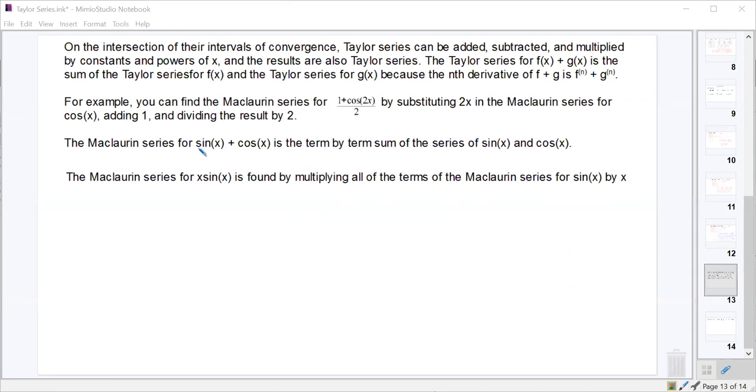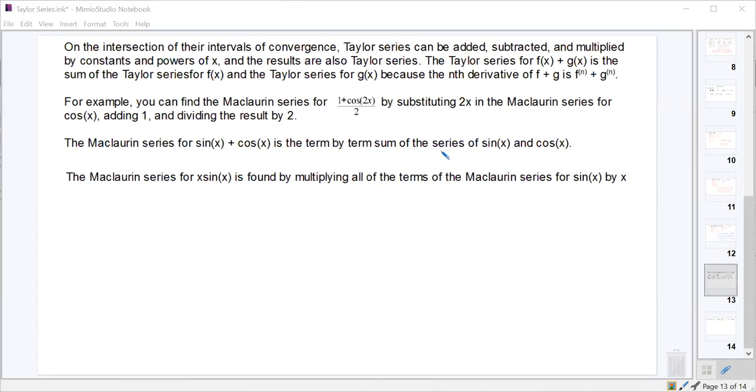If we wanted to find the series for sine plus cosine, we just do a term-by-term summation of the sine series plus the cosine series. And if I wanted to find the Maclaurin series for x times sine x, then I could just take the sine x series and multiply every term in it by x and just add that extra x in. Does that make sense to everybody?